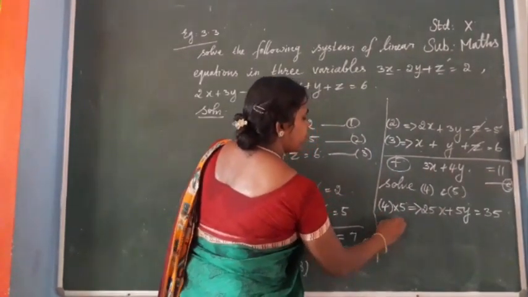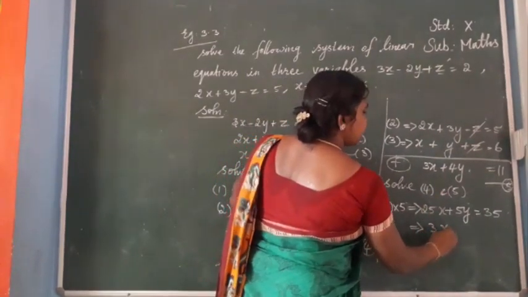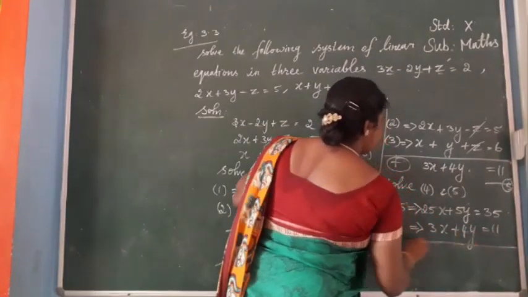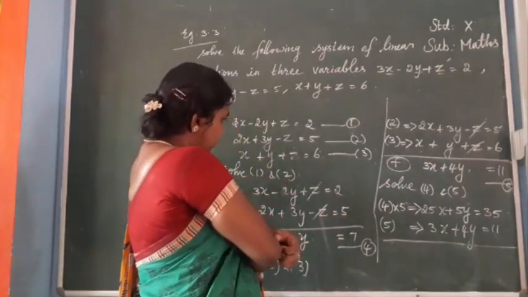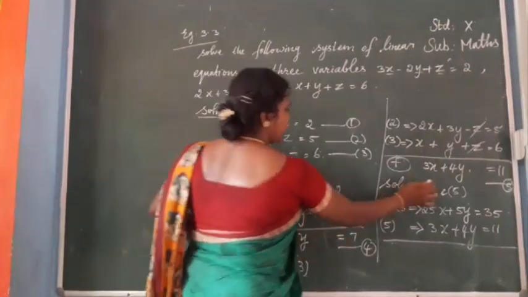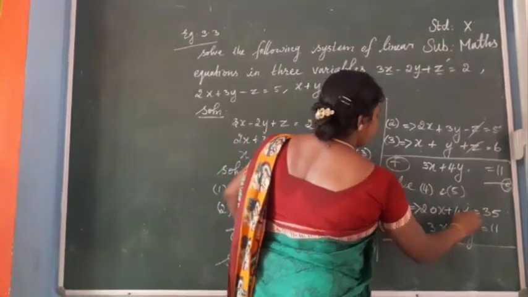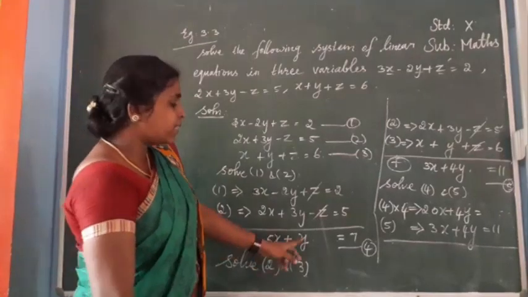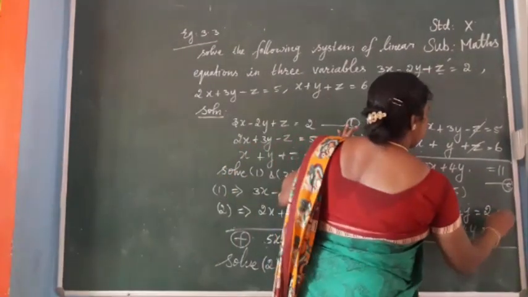The fifth equation has no change: 3x plus 4y equal to 11. Now, sorry, the fourth equation multiplied by 4, because we need 4y. So 4 fives are 20x, 4 into y is 4y, equal to 4 sevens are 28.